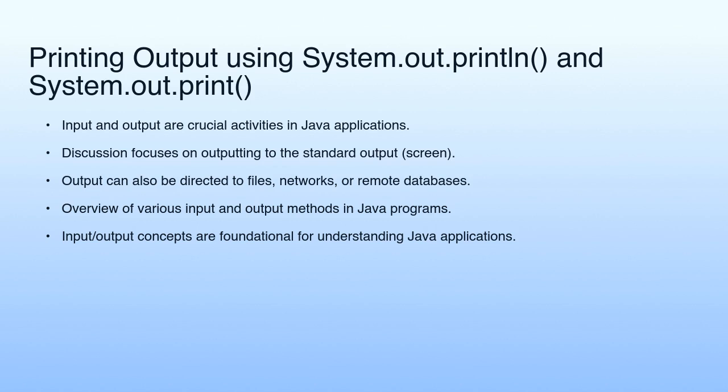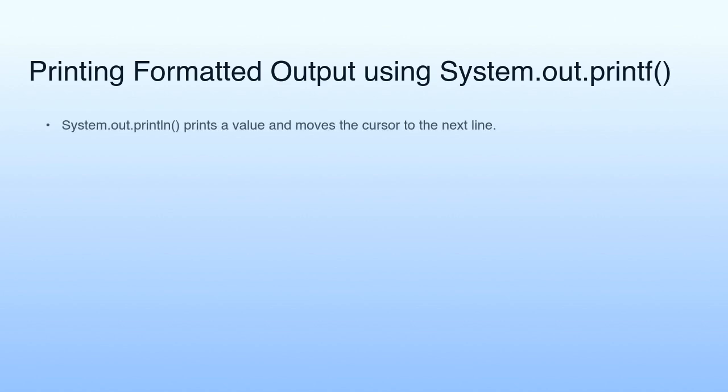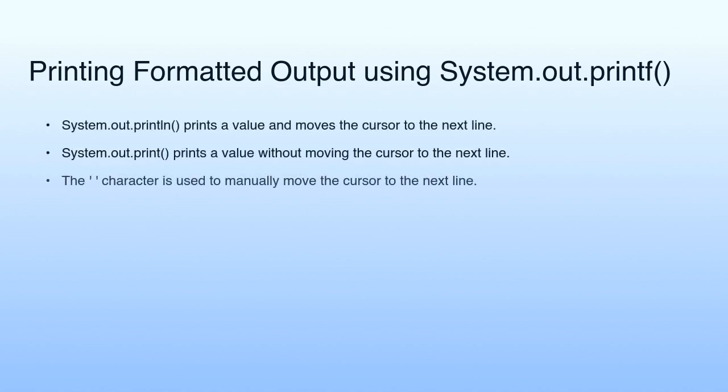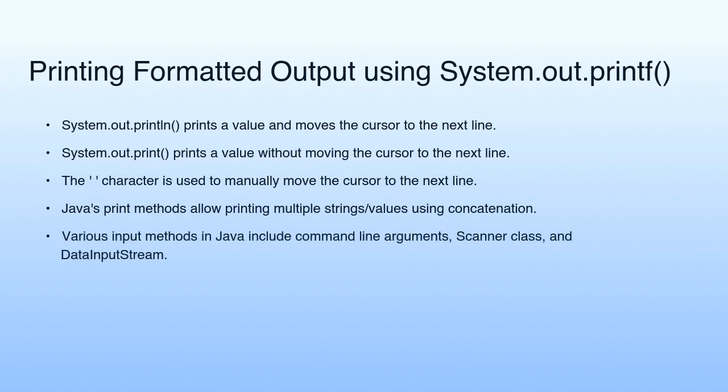for understanding Java applications. Java's System.out.println method prints a value and moves the cursor to the next line, while System.out.print prints a value without moving the cursor. The newline character is used to manually move the cursor to the next line. These print methods also allow printing multiple strings or values using concatenation.